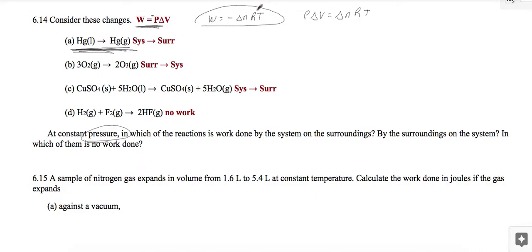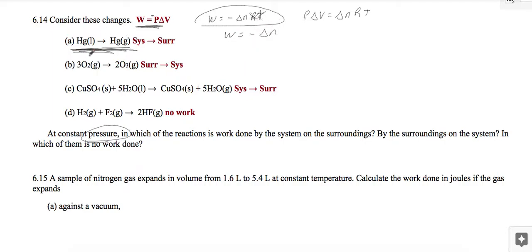Now notice R is a constant, T is a constant, so work is only dependent on the change in the number of moles. If we end up with the negative for the change in number of moles, that's going to be system to the surrounding, because work is being done on the surrounding by the system. Anytime we have a negative, that gives the direction of from the system to the surroundings. Or the opposite would be true if it's positive.